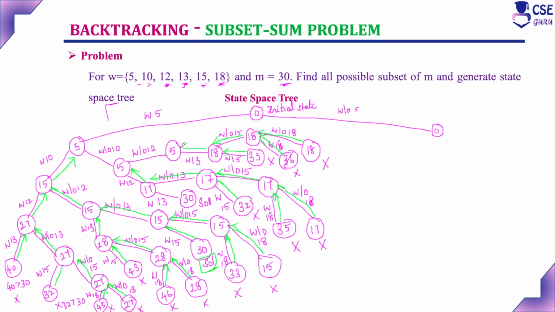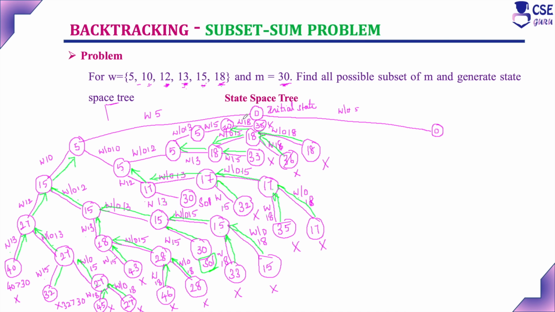Again, backtrack. Here with 13, we have checked. We need to check for without 13. Without 13, the value is 5 only. With 15, the value is 20. And with 18, the value is 38, and this is a dead end. So backtrack to the previous level, and here we need to construct without 18.